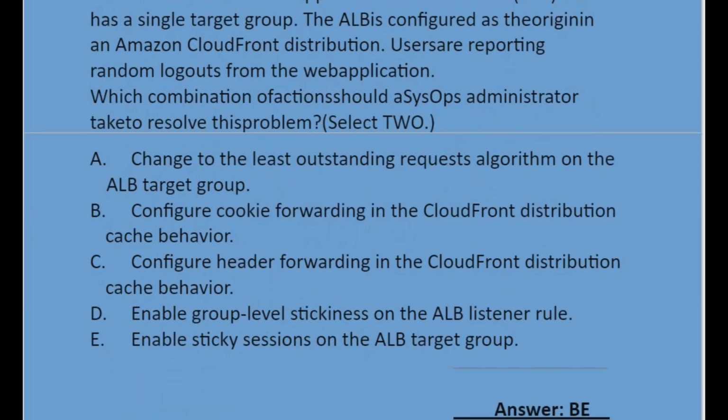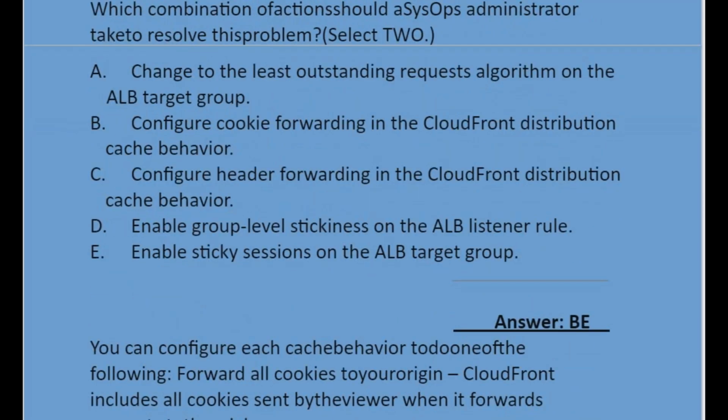Option A, change to the least outstanding request algorithm on the ALB target group. Option B, configure cookie forwarding in the CloudFront distribution cache behavior. Option C, configure header forwarding in the CloudFront distribution cache behavior. Option D, enable group label strictness on the ALB listener rule. Option E, enable sticky sessions on the ALB target group. Correct answer is option B and option E.